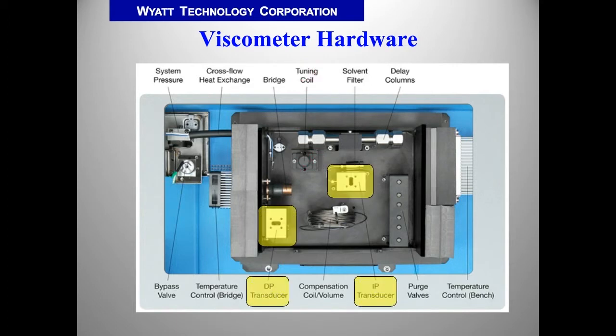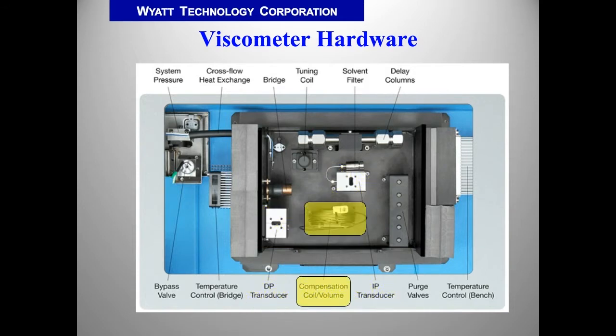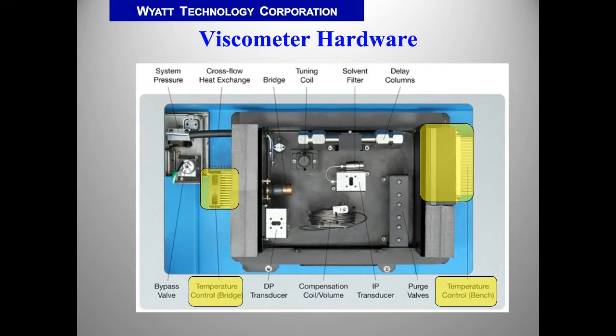The measurement transducers are in these two areas here. And then that is the compensation coil that does the pump pulse cancellation. And that's the volume, and we adjust the volume by using different lengths of coil. And then what I said is also it's critically important to hold the temperatures constant and uniform during the measurement. So we have temperature control on both front and back of the bench to make certain that there are essentially no linear gradients in the system.